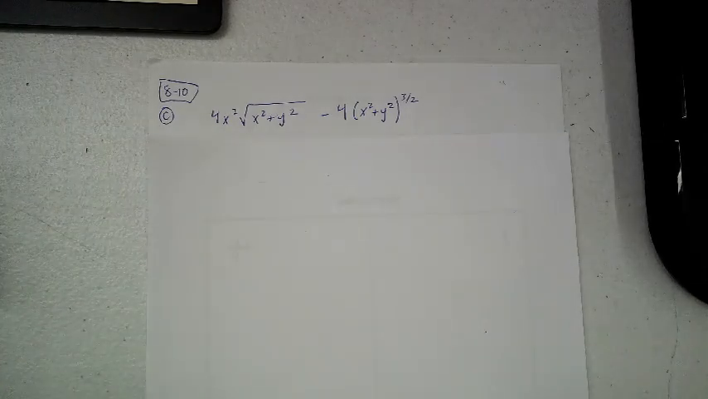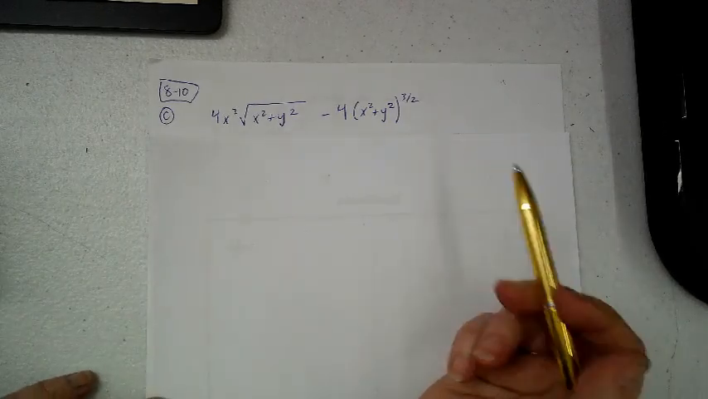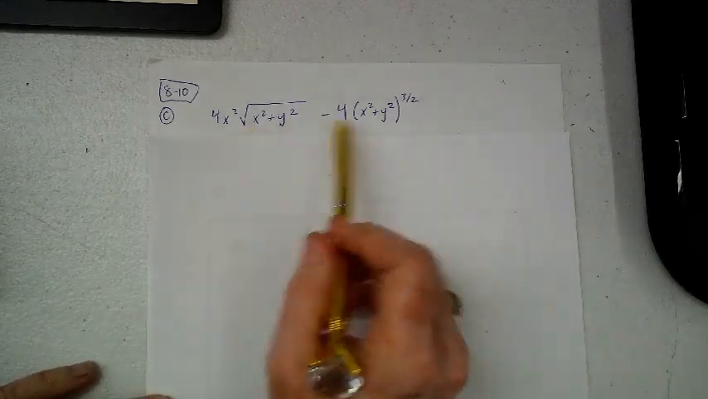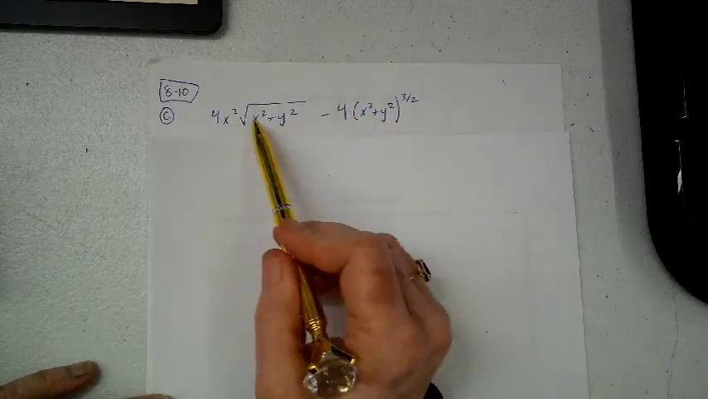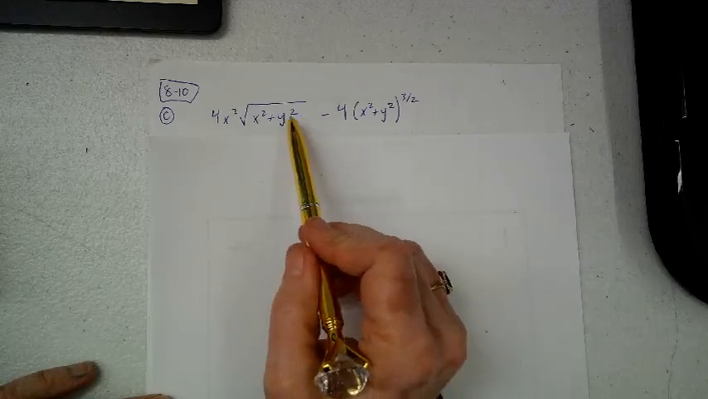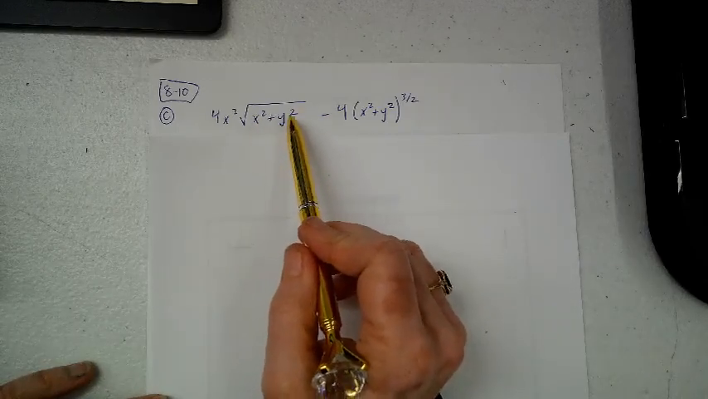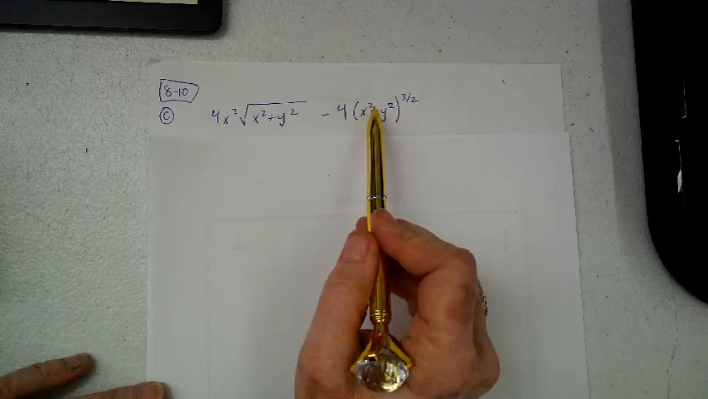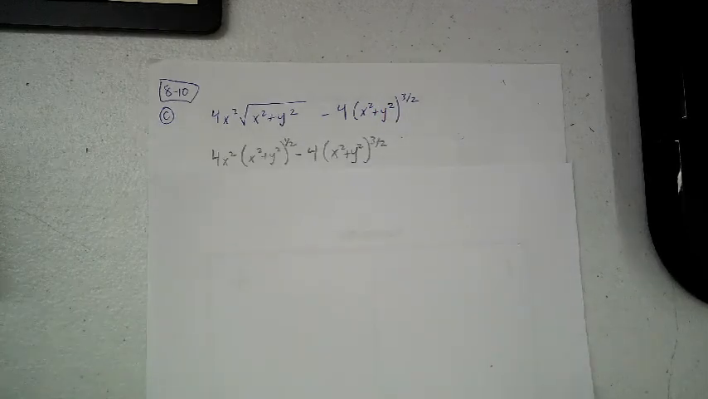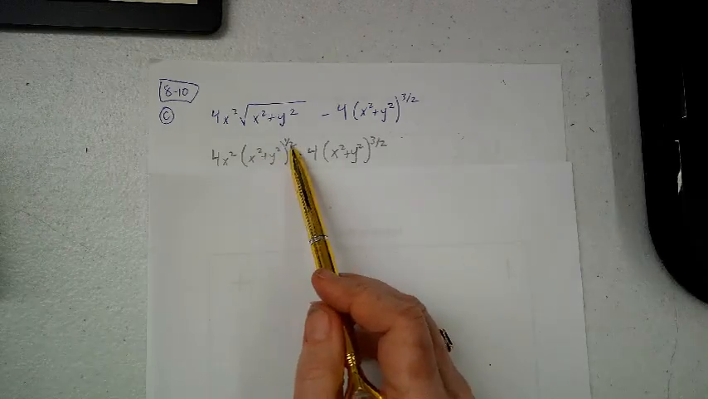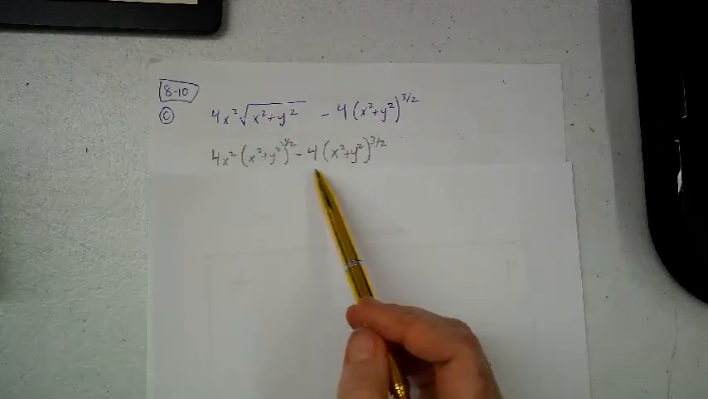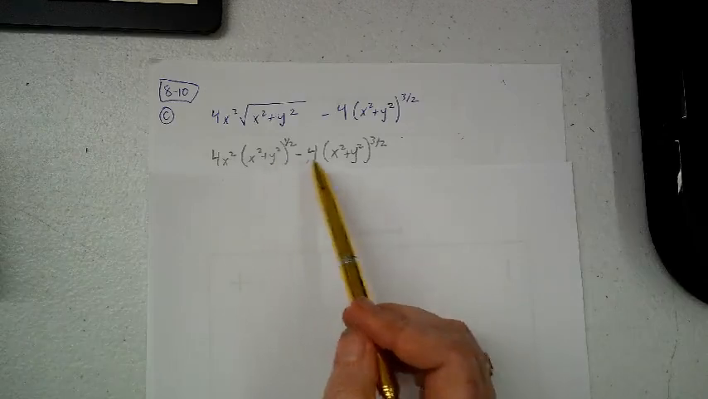Here's pre-calc. This is problem number 8-10, letter C, and it wants me to factor. So I'm looking at both of these, and I see there's two terms. Each of them has a 4 in it, and I see that there's this x squared plus y squared little bit here. So the first thing I'm going to do is rewrite it as x squared plus y squared to the half, and that's the only change I made so far.